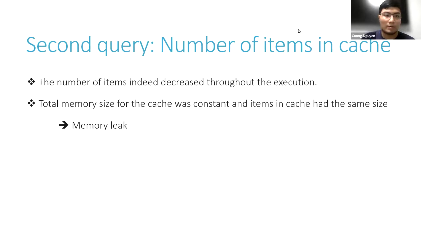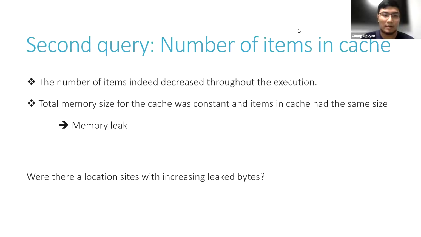And from this query, the developer found that the number of items indeed decreased throughout the execution. However, the total memory size of the cache was set to be a constant size, and the items in the cache also had the same size. So this means there's a possibility of a memory leak. So the developer looked to answer the question: were there allocation sizes increasingly leaking bytes?